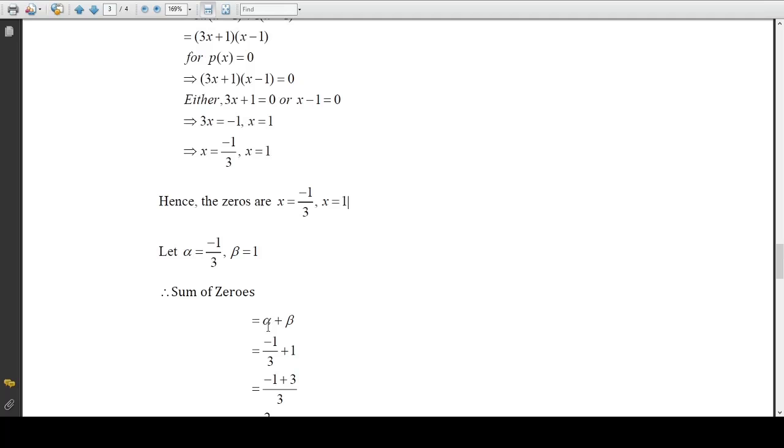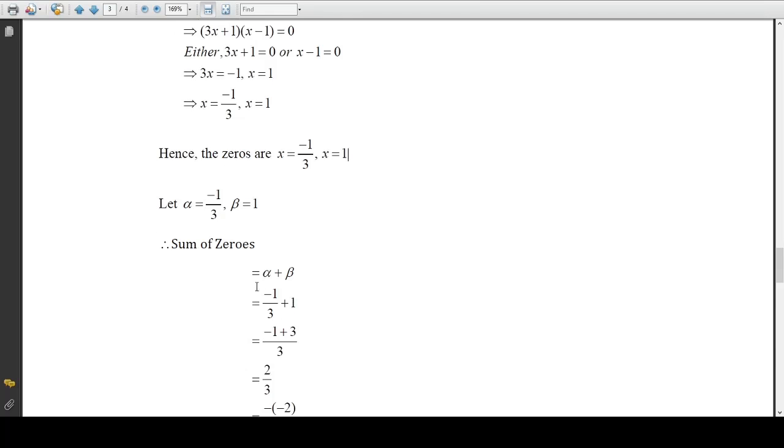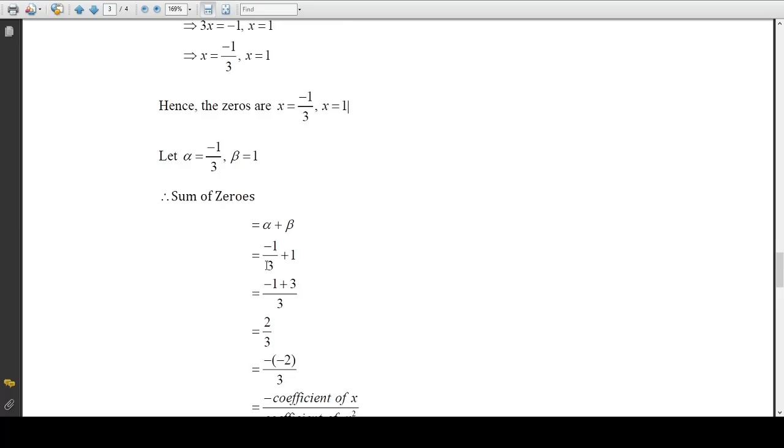Sum of zeros, this means alpha plus beta. What is alpha? Minus 1 by 3. What is beta? It is 1. Now taking the LCM here, 3 and 1 is 3. 3 divided by 3 is 1. 1 multiply minus 1, you will get minus 1. Then below, there is 1. Then 3 divided by 1, LCM divided by denominator, 3 divided by 1 is 3. 3 multiplied to the numerator, which is 1. 3 multiply 1 is 3.